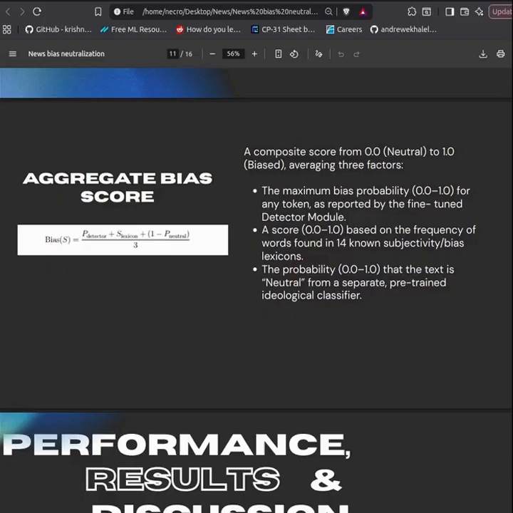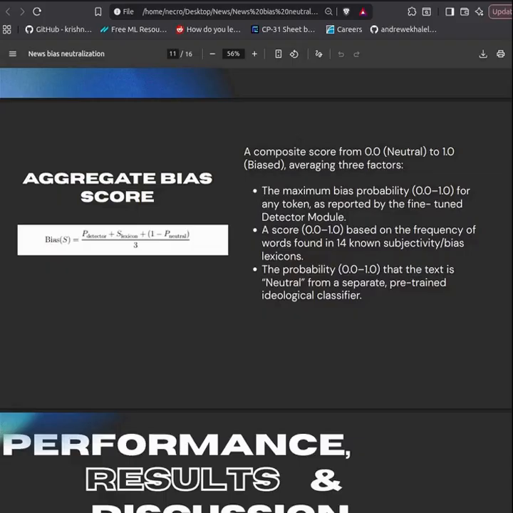The P detector is the detector module's own opinion. I use the fine-tuned detector to get the maximum bias probability for any word in that sentence. The second score, which is the S lexicon, is a compiled list of 14 academic subjectivity and bias lexicons. The score is based on the frequency of the words from these lexicons which appear in the sentence.